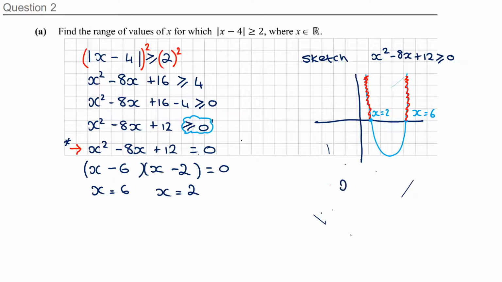So the values are where x is less than or equal to 2, or where x is greater than or equal to 6. If we wanted to put that together, it would be 2 is greater than or equal to x is greater than or equal to 6. But really, at this point, because they're two separate pieces of information, we're better to keep it as it is here in two separate pieces. Okay? So if x is less than or equal to 2, or x is greater than or equal to 6.